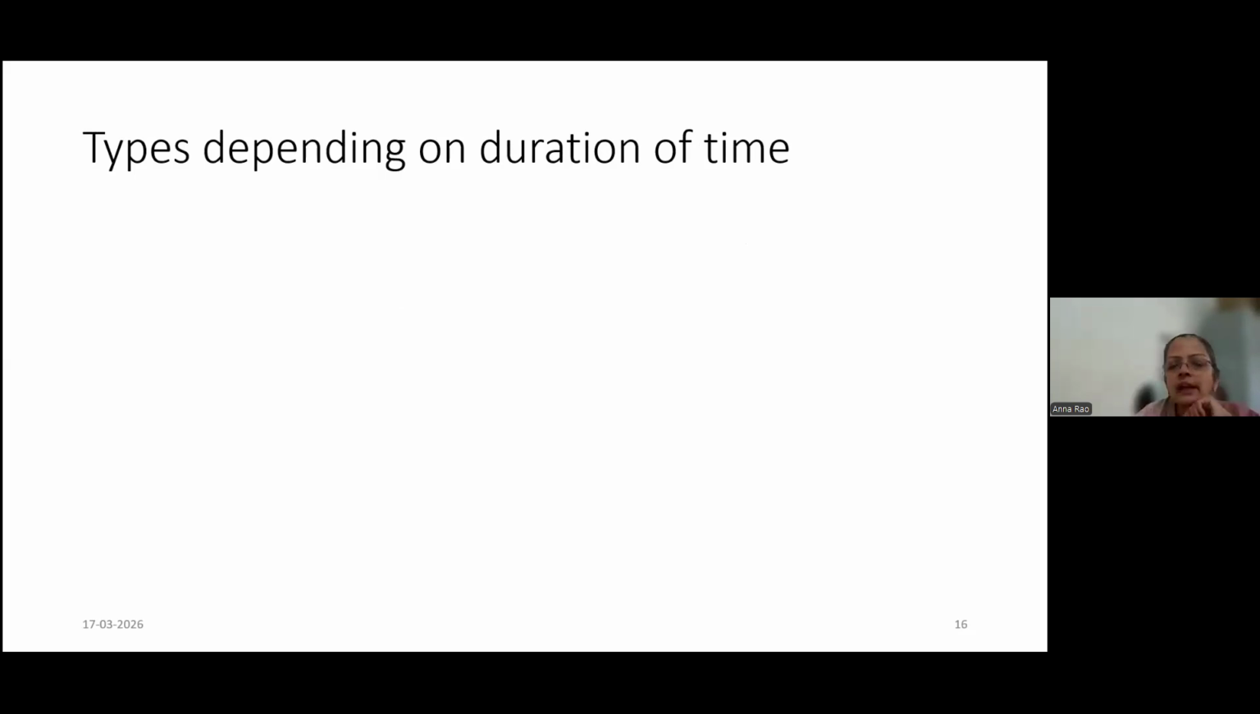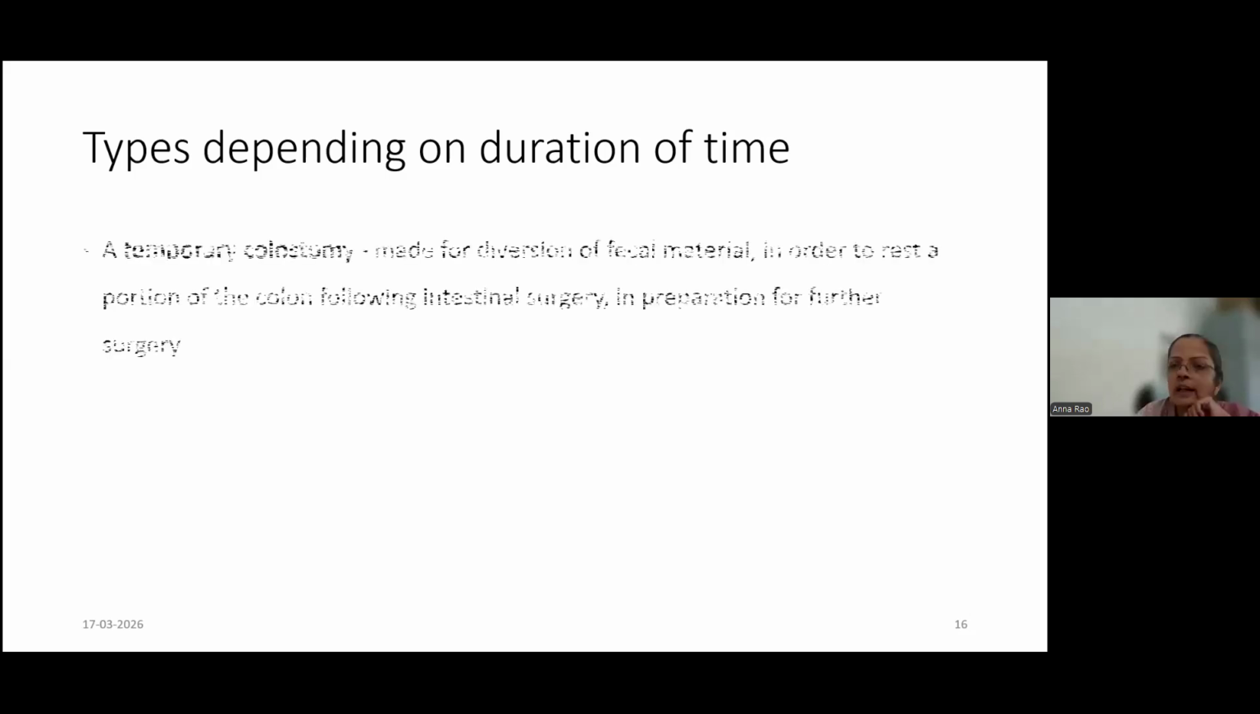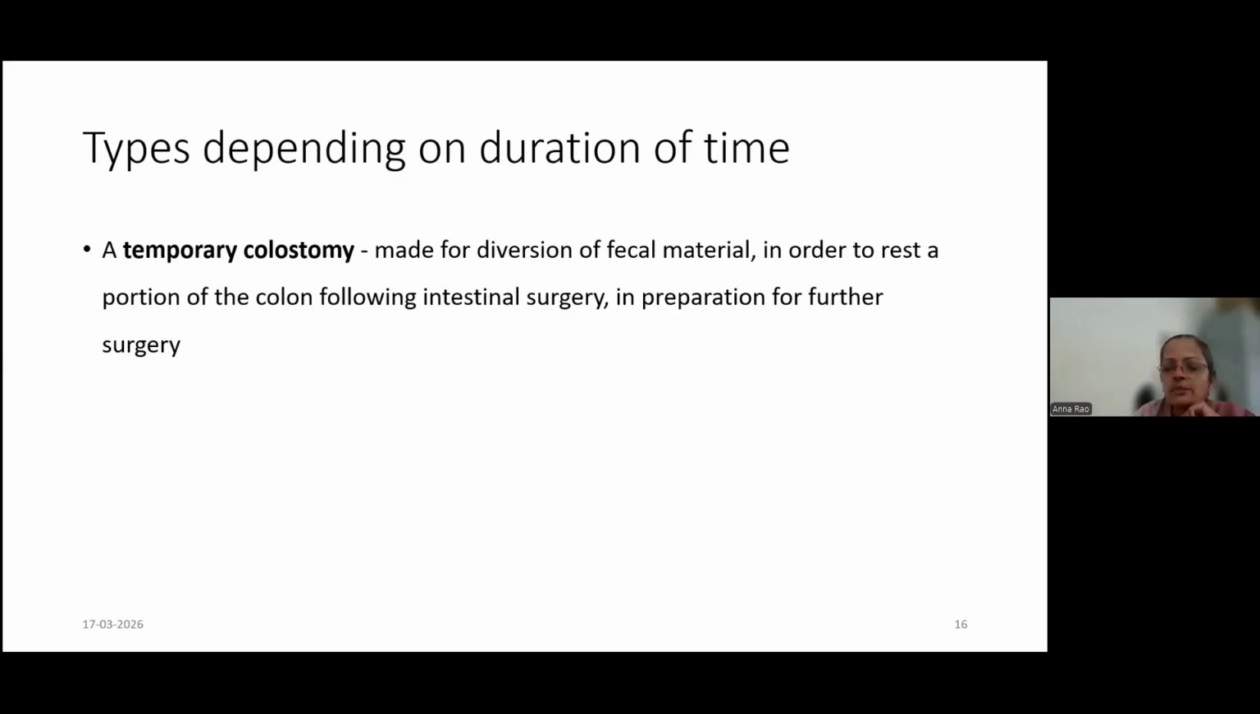So types will depend on duration of time also, plus where it is placed, which part of the colon is taken out. Right. So basically, depending on the time, there are temporary and permanent colostomy. Right. So temporary colostomy basically is made to give some rest to the colon, till the healing takes place, and then it will be rediverted to the natural passage. Okay. So for that, it will be done.